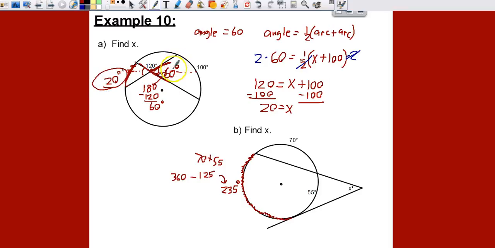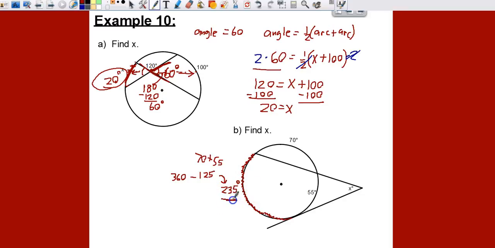Let me recap this one real quick because there were a lot of steps involved. Step 1, subtract that from 180 to get the angle facing the arcs. It can't be the one not facing it. It's not going to work. Step 2, plug the degree number for the angle into the word angle. Plug X and 100 in for the arcs. Step 3, multiply the angle by 2 to get rid of the parentheses. And step 4, subtract the arc, and then you're left with the other arc.